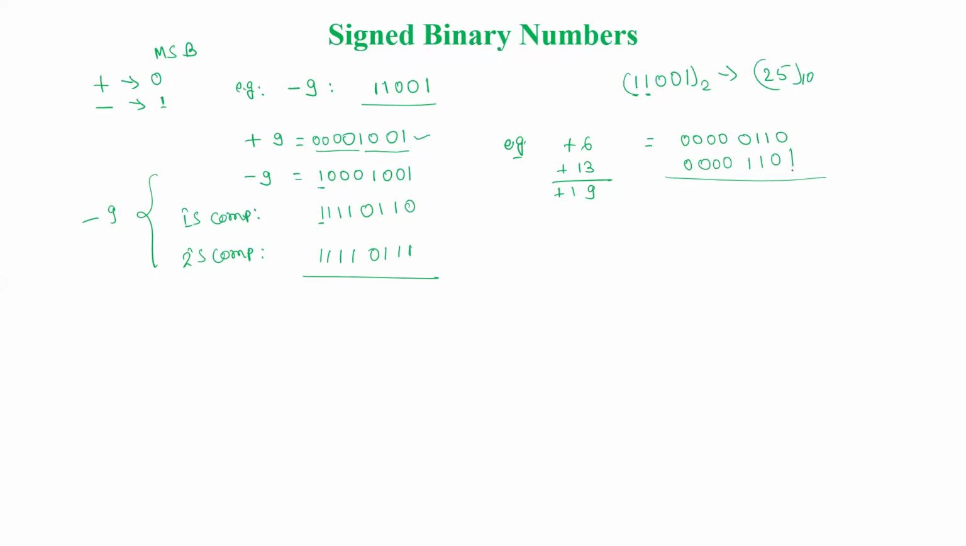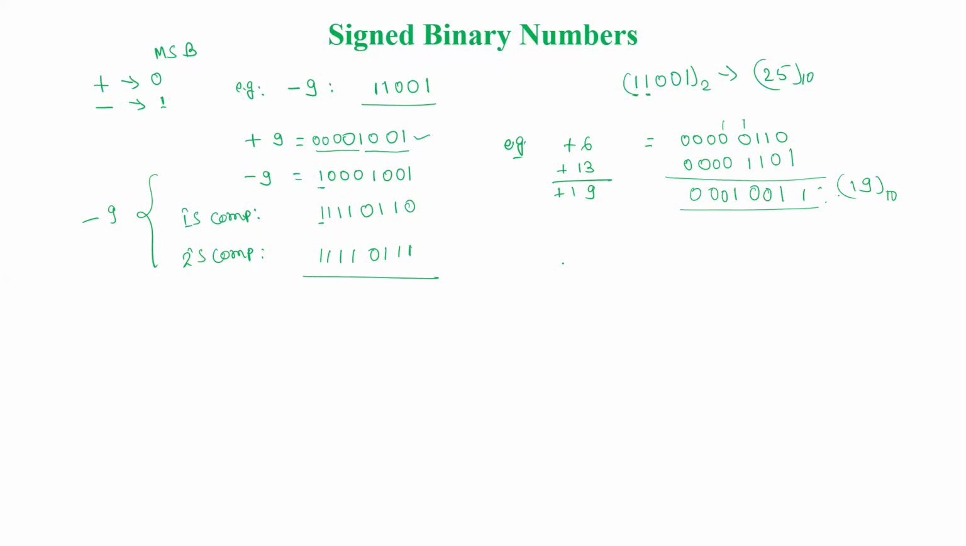Now if we add it, 1 plus 1 is 0 with carry 1, 0 plus 1 plus the carry gives 1, again carry 1, 1 plus 1 is 0. Now with the carry, 0 plus 0 plus 1 is 1, and the remaining bits are 0. So what is this value? 16 plus 3, which is decimal 19. This is how we are going to consider the sign bit.